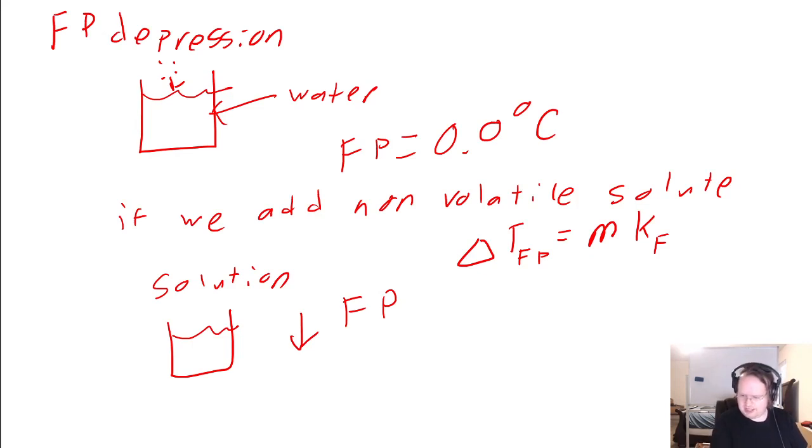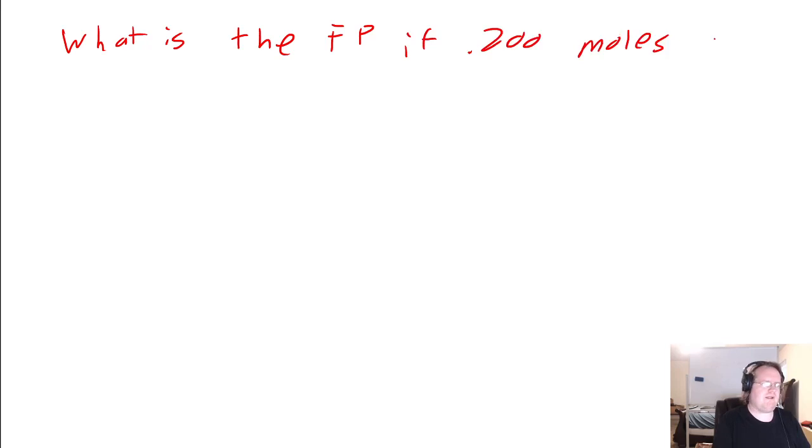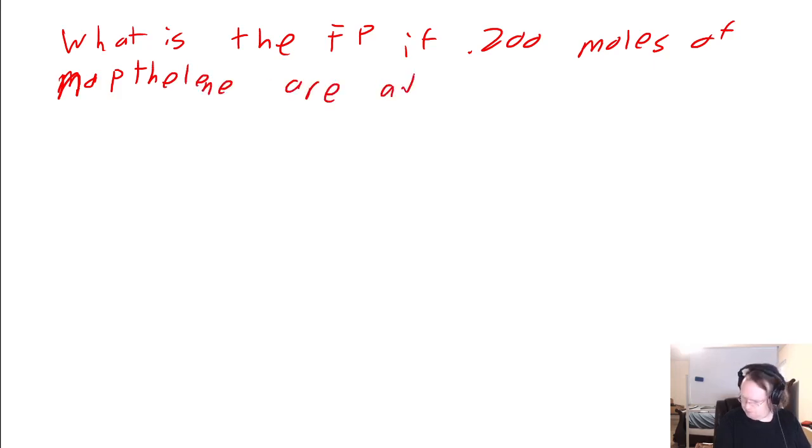So what does this look like? How do we solve a problem like this? Let's take an example. Let's say we had a question like this. What is the freezing point if 0.200 moles of naphthalene, that should be an N, naphthalene, are added to 0.250 kilograms of ethanol.